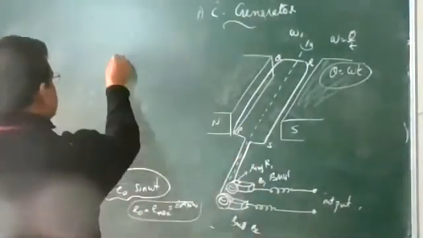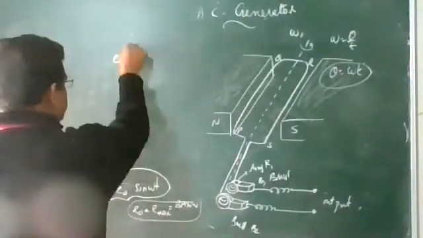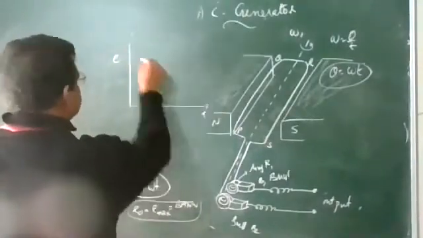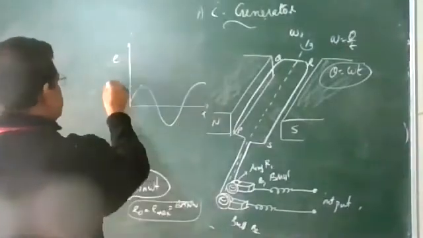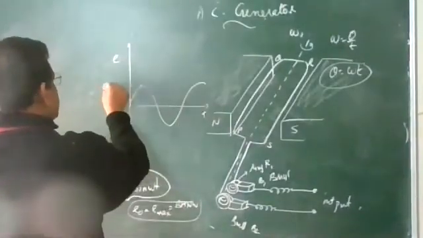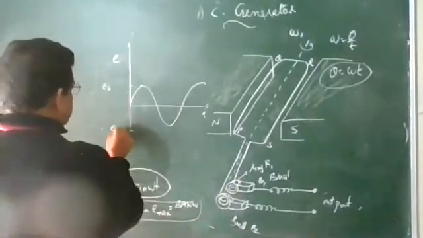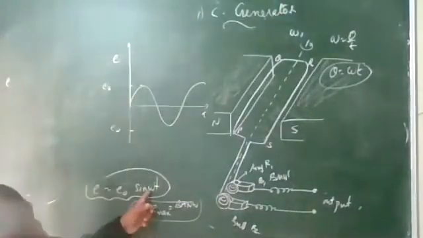Alternating EMF is equal to... so I am putting a graph in here. The variation of the graph will be like this. This is the maximum value, E naught. This is minus E naught.